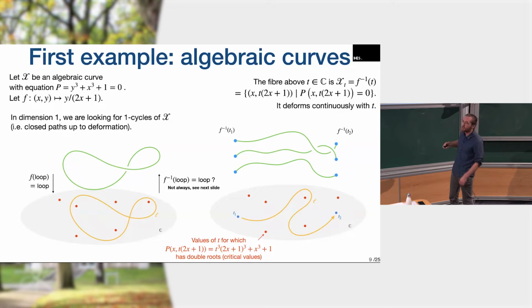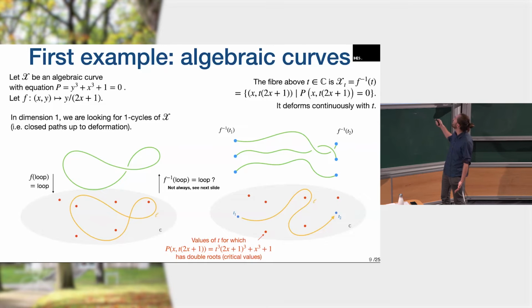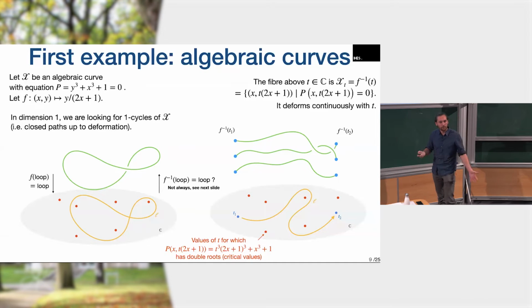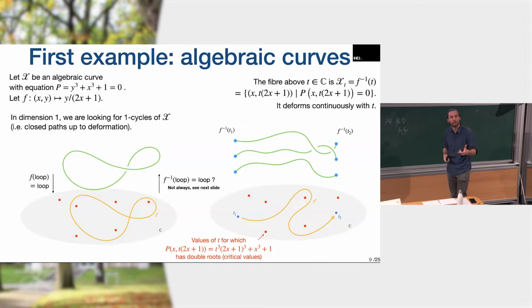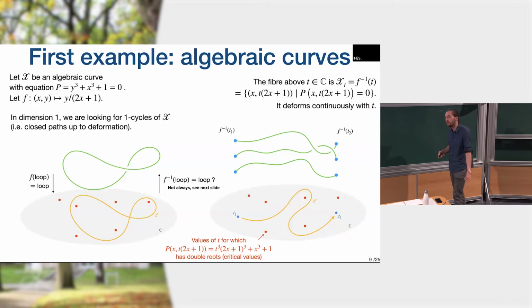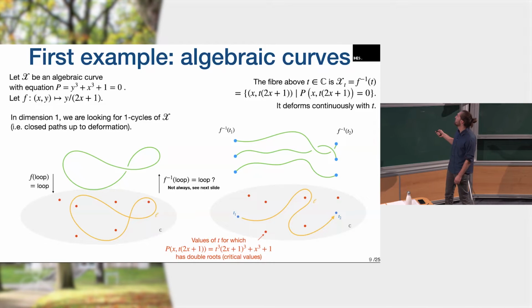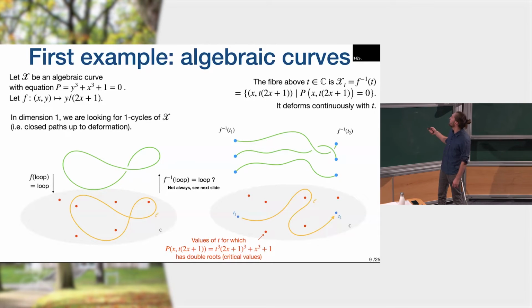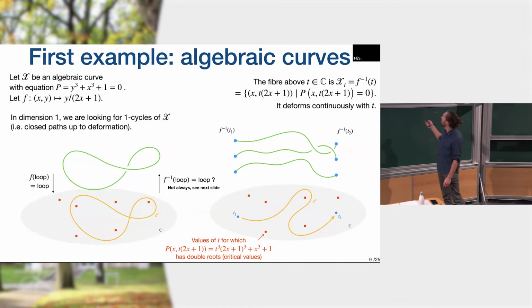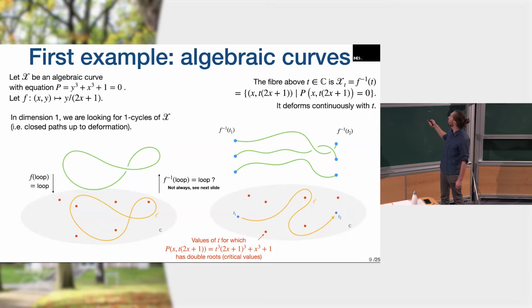As long as you avoid some bad values of t, so values of t for which this polynomial will have double roots, you will always have 3 distinct points that vary continuously with the parameter t. This means that if you take a path downstairs that avoids these critical values, these red points, and you pick some starting point upstairs, there is a unique way to lift such a path into a path in the elliptic curve that starts from this point.